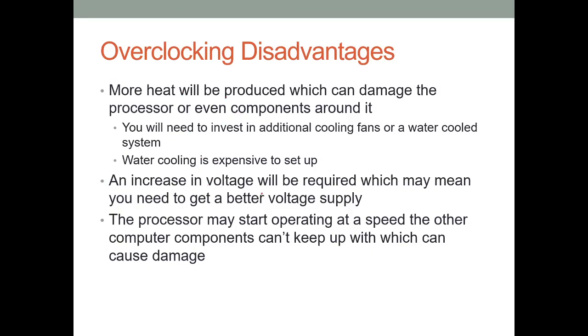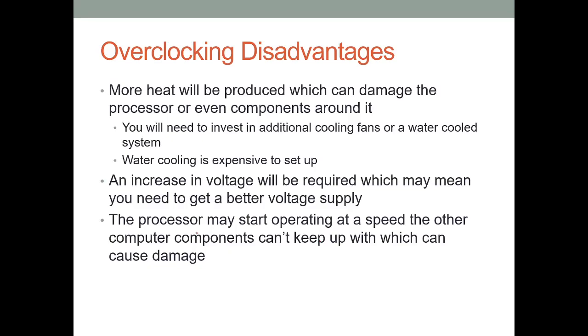Obviously, the same way as we mentioned before, if you have a better processor and you make it go faster with overclocking, you're going to need even more voltage. And this is the weird one. The processor might actually start going so fast that the other parts of the computer can't keep up with it because they're not designed to. That's a bit of a weird one, but it can happen and it can cause damage.